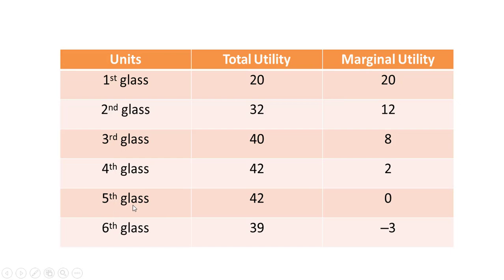Now you see, in the fifth glass of water the total utility is 42 and the marginal utility becomes 0. That means at the fifth glass he is fully satisfied. He will not want to drink any more water after the fifth glass. But if he drinks another glass of water, the total utility becomes 39. That means it is decreasing. So as soon as the total utility is decreasing, the marginal utility will become negative. When it becomes negative, the person cannot drink the sixth glass of water anymore, because he is not satisfied with that. I hope you have understood it. This is very important for understanding the relationship between total utility and marginal utility.